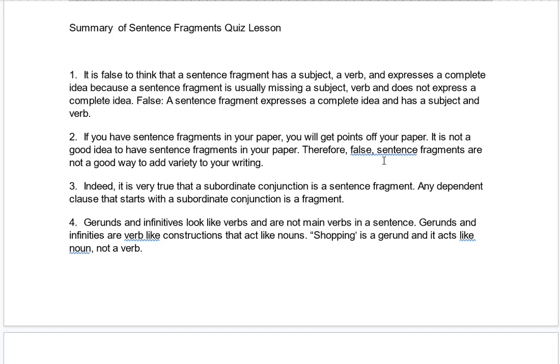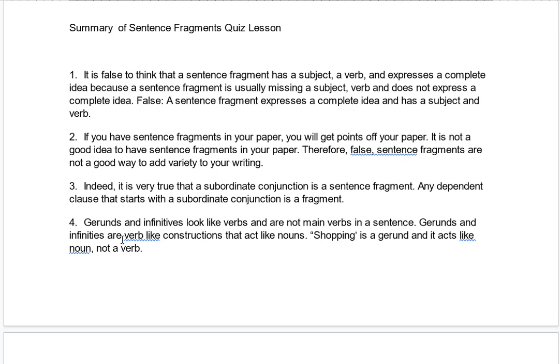Therefore, false, sentence fragments are not a good way to add variety to your writing. Actually, if you have a lot of sentence fragments in your business writing, your boss will think you are very uneducated. Perhaps, indeed, it is very true that a subordinate conjunction is a sentence fragment. Any dependent clause that starts with a subordinate conjunction is a fragment.